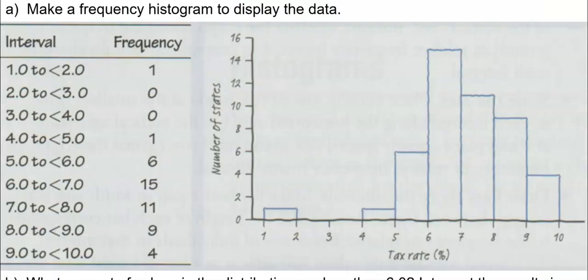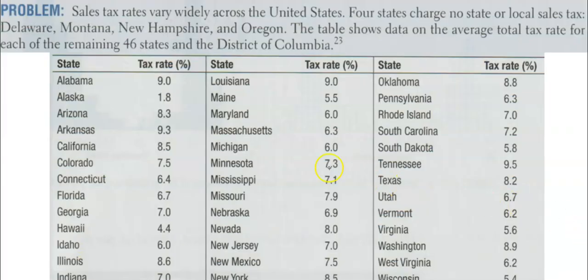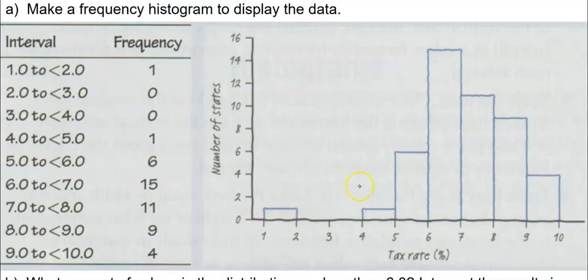Let's make a frequency histogram to display the data. We said let's break it up, and put our intervals of 1: 1 to 2, 2 to 3, 3 to 4, 4 to 5, 5 to 6, 6 to 7, 7 to 8, 8 to 9, 9 to 10. We decided to take our data and count by 1%, which I don't disagree with. 1 to 2 happens once.